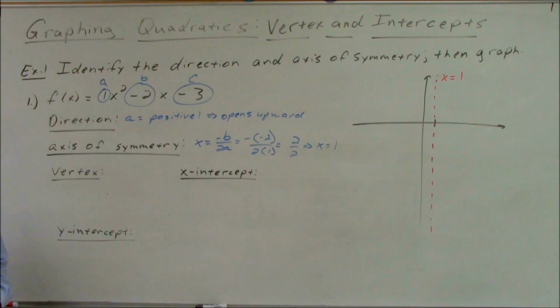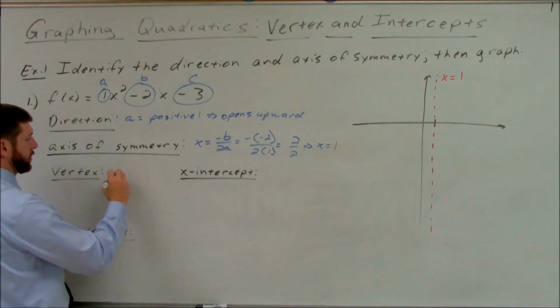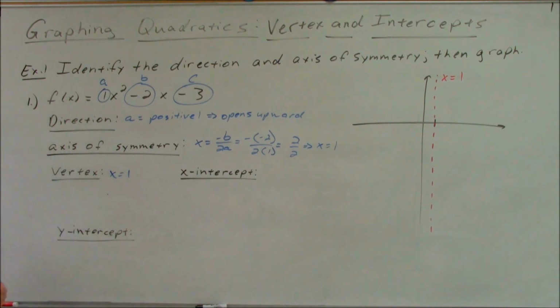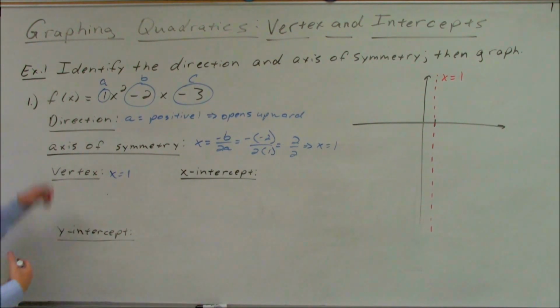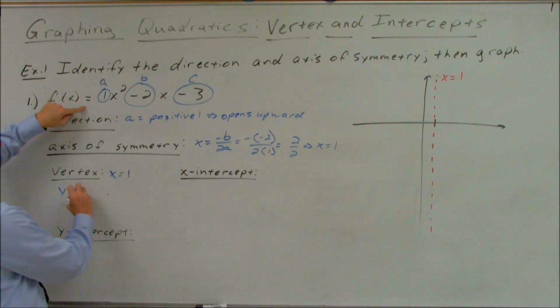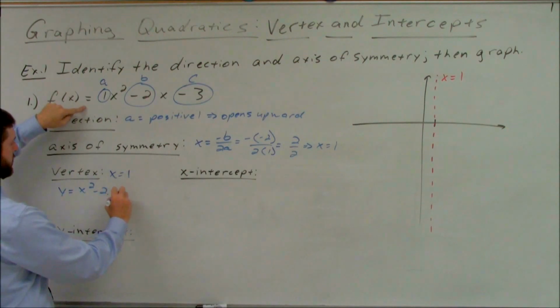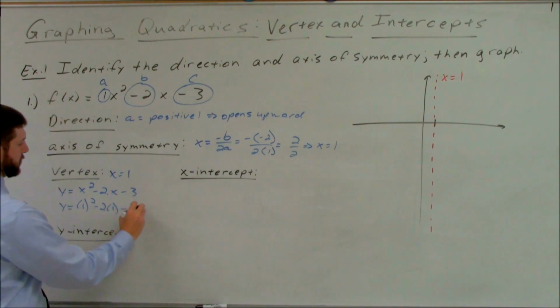We want to find the vertex. Remember the vertex, we already have the x-coordinate. It's the negative b over 2a. It is the axis of symmetry. Once we have the x-coordinate, we just plug that back in to get the y-coordinate. So we take y equals x squared minus 2x minus 3, and we put in the 1. 1 squared minus 2 times 1 minus 3.